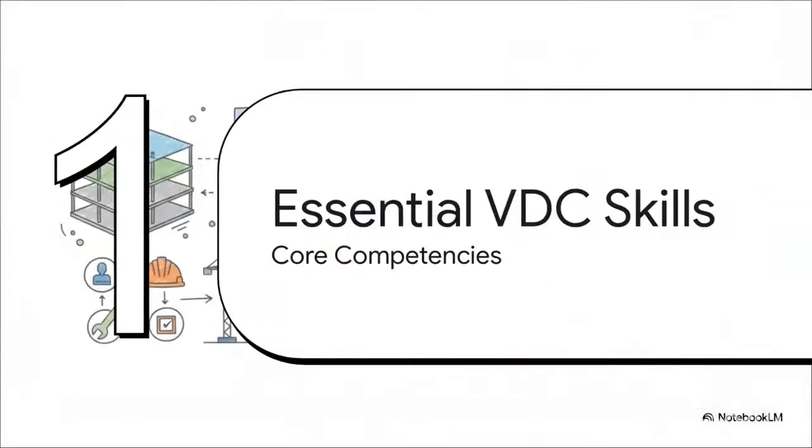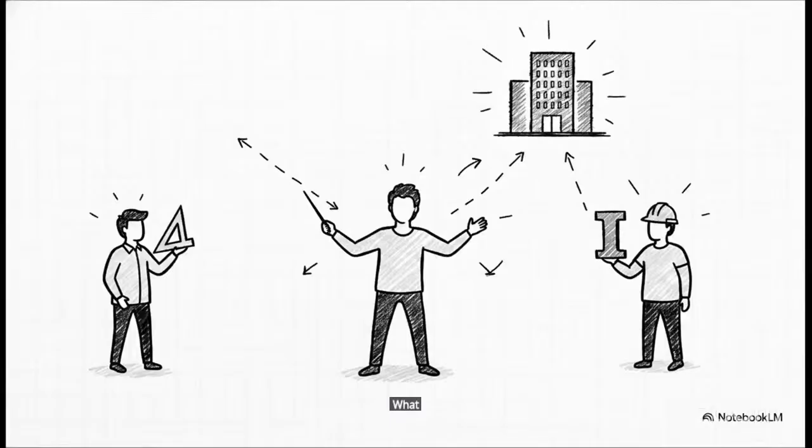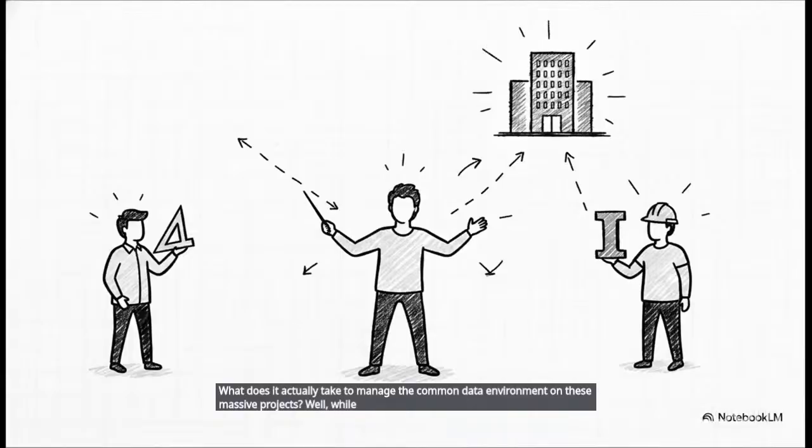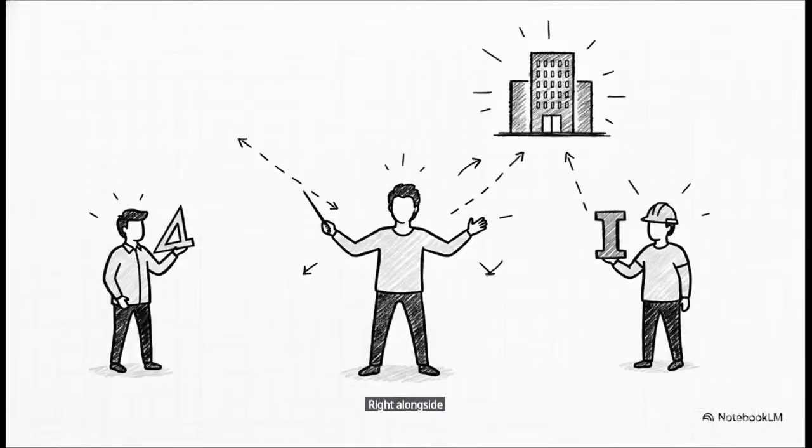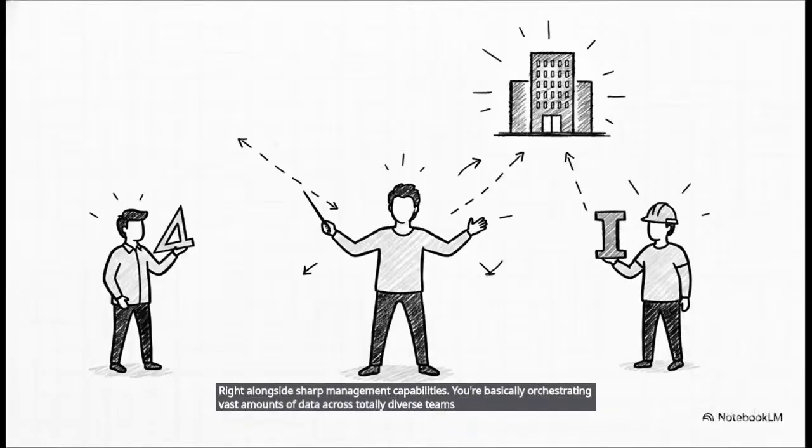Let's jump into Section 1, Essential VDC Manager Skills, focusing on the core competencies. What does it actually take to manage the common data environment on these massive projects? Well, while we are definitely getting highly technical today, this source material highlights a major shift in the industry. Technical expertise alone just isn't going to cut it anymore. Today's high-value VDC manager absolutely must have incredibly strong collaboration and communication skills right alongside sharp management capabilities. You're basically orchestrating vast amounts of data across totally diverse teams, architects, structural engineers, builders, and your job is to make sure everyone is working from a single, reliable source of truth.